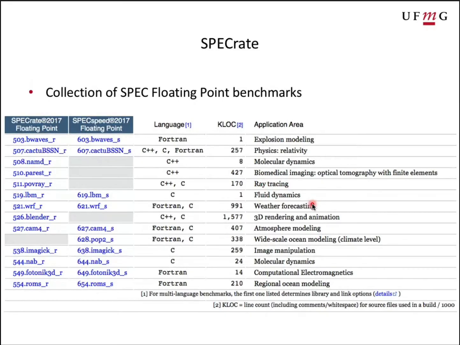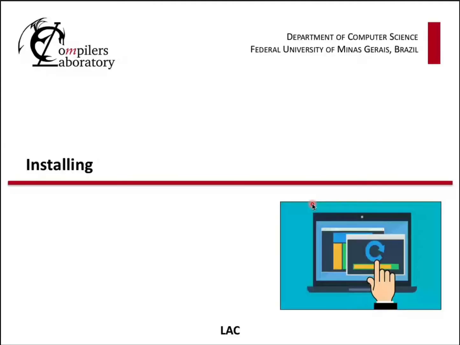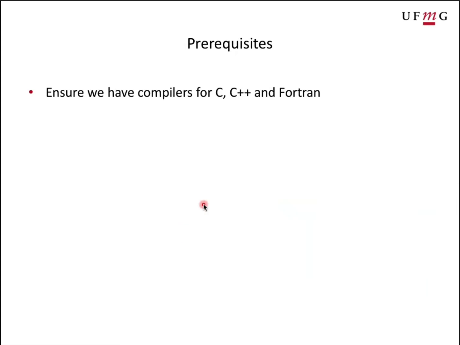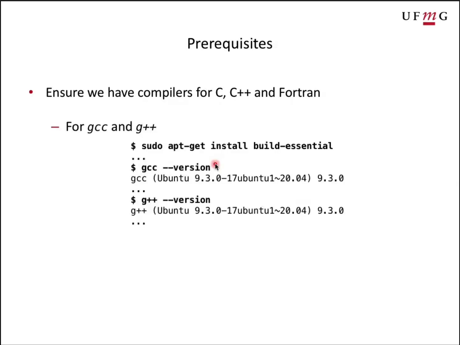So it's quite, how do I say, a wide range of applications that we can stress compiler optimizations. So I would like to talk a little bit about installation. The benchmarks are written in C, C++, and Fortran. So we should have these compilers available in our environment.